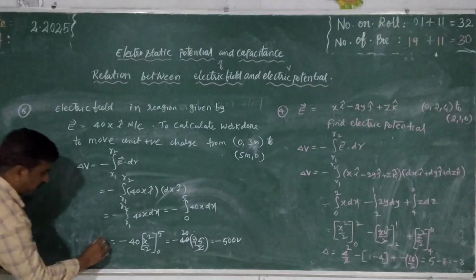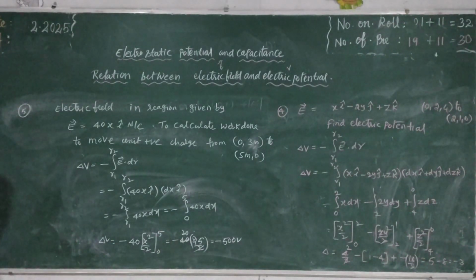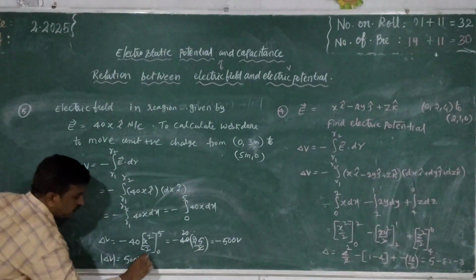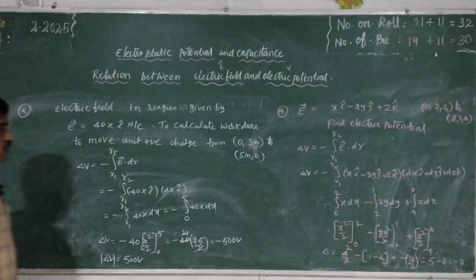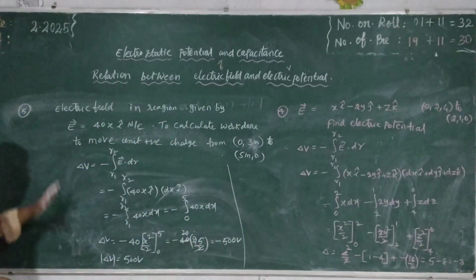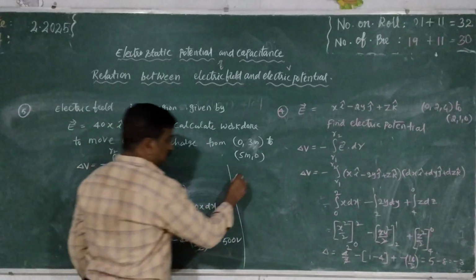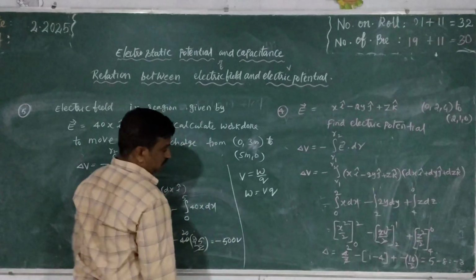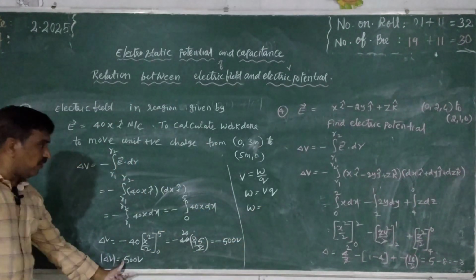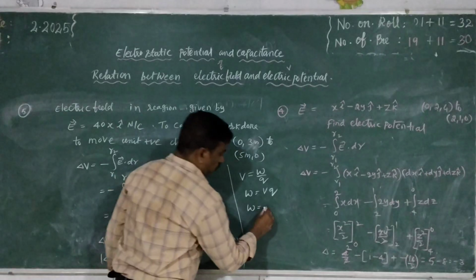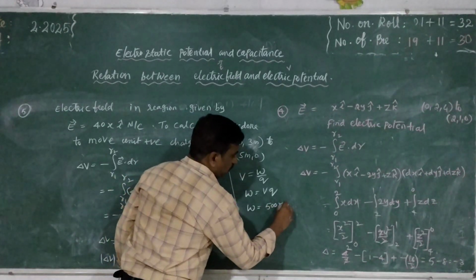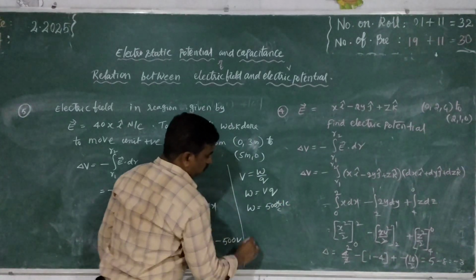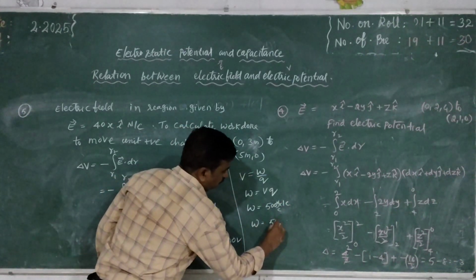What is the potential now here? Minus 500 volt, so the magnitude is 500 volt. What we want to do is calculate the work done. Work done equals potential into charge. The potential is 500, and for a unit positive charge of 1 coulomb, it is 500 into 1. So the work done equals 500 joules.